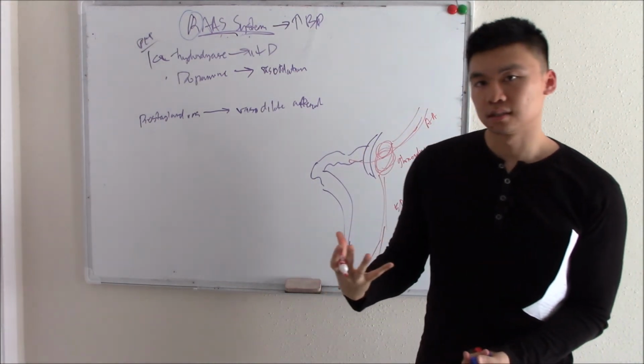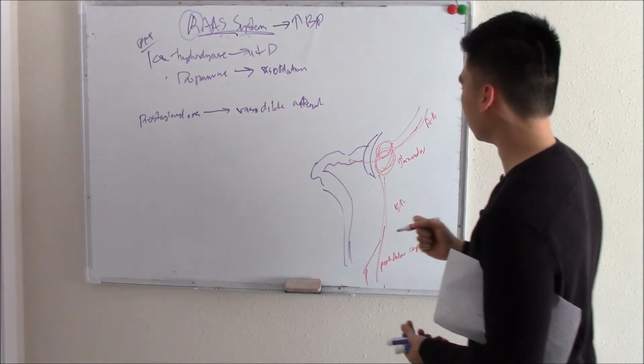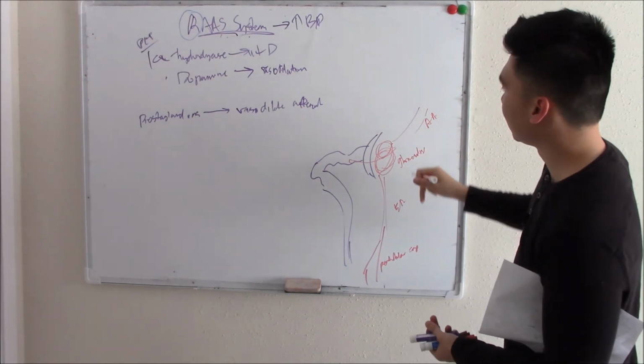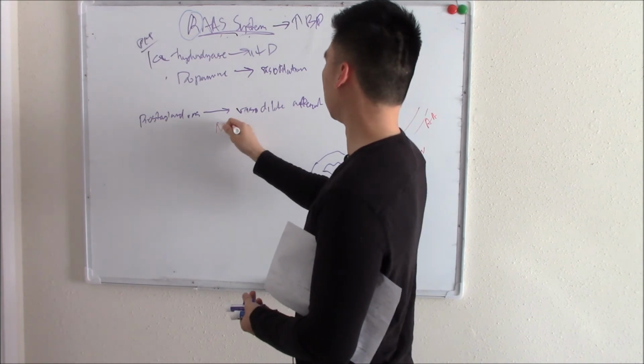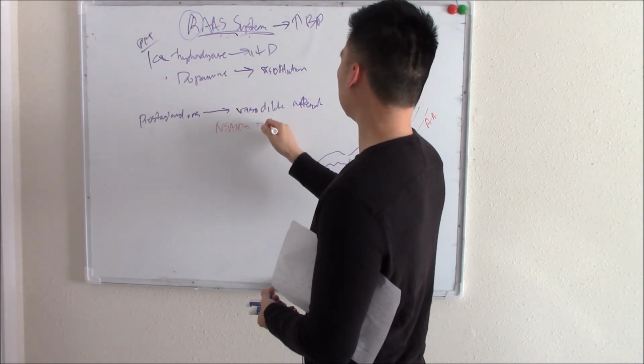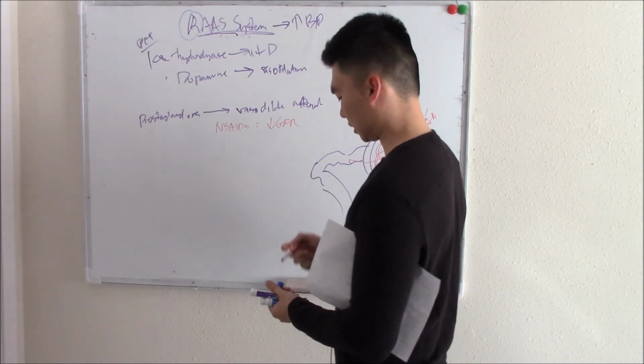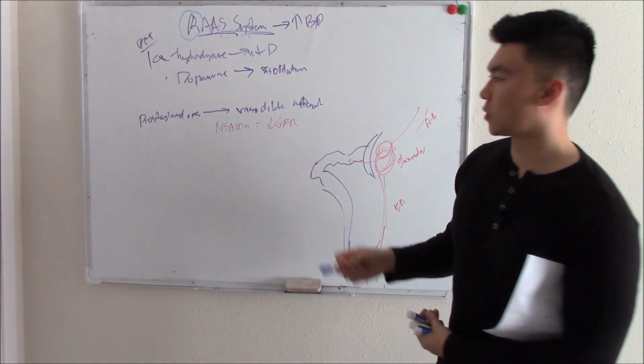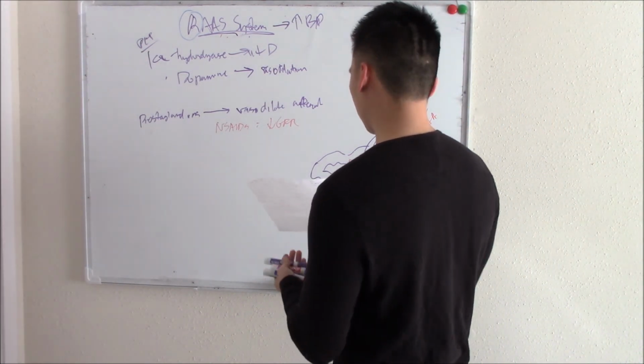And what happens if you take NSAIDs? Well, then you won't dilate this. You would decrease GFR. NSAIDs decrease GFR. And that's why NSAIDs can harm your kidneys. One you always gotta remember.